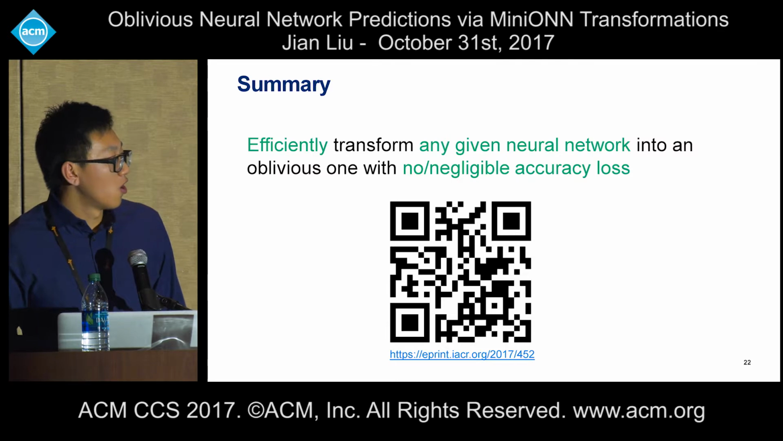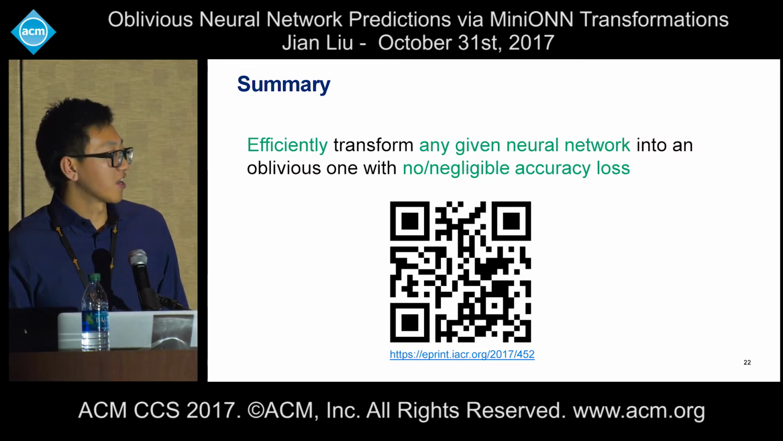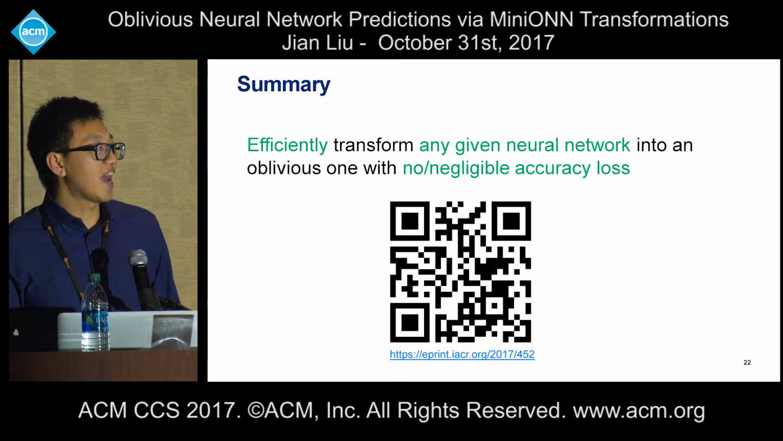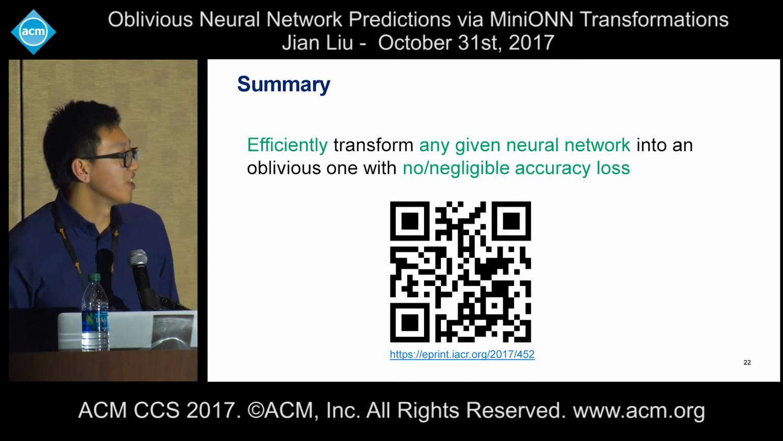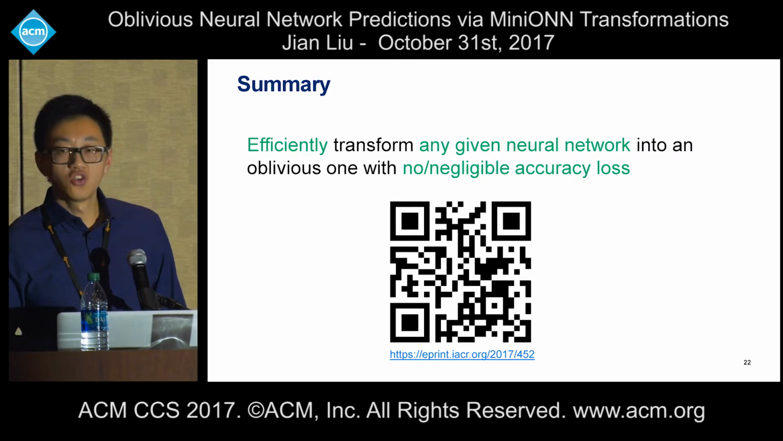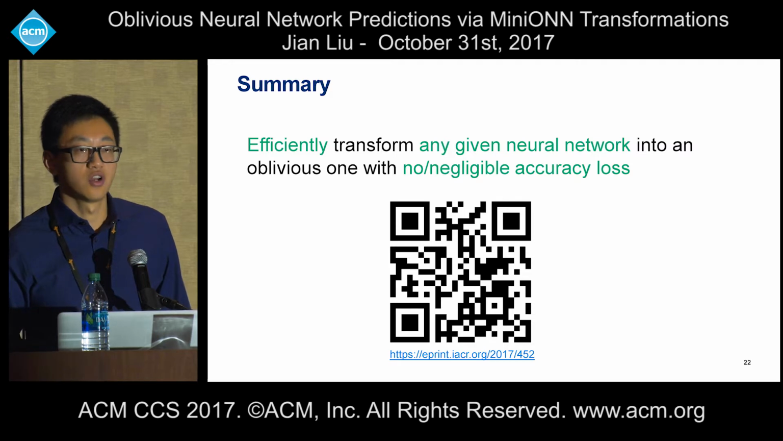As a summary, we propose a technique that can efficiently transform any given neural network into an oblivious one with no or negligible accuracy loss.